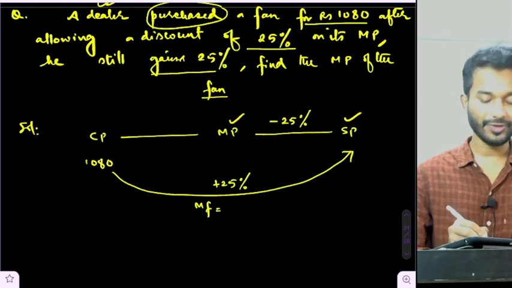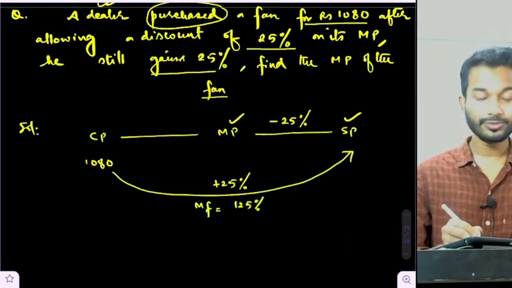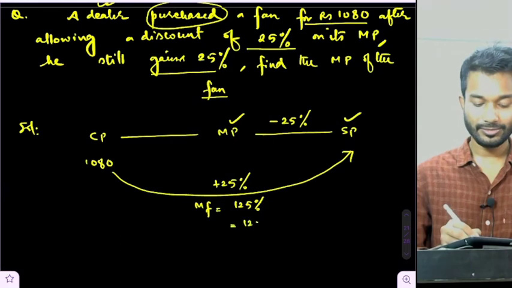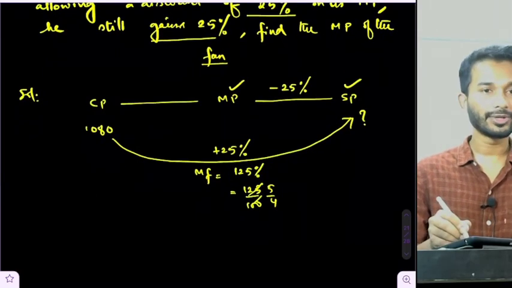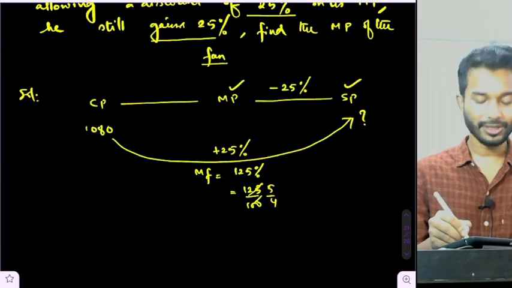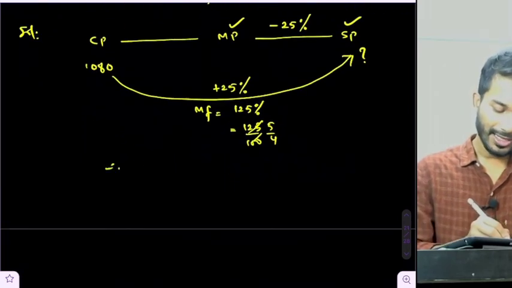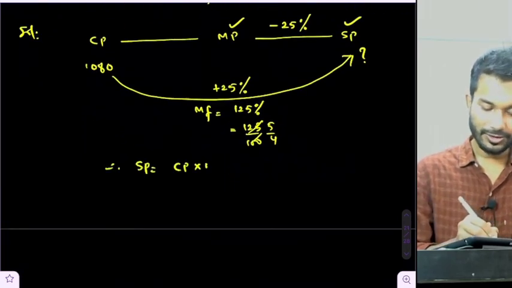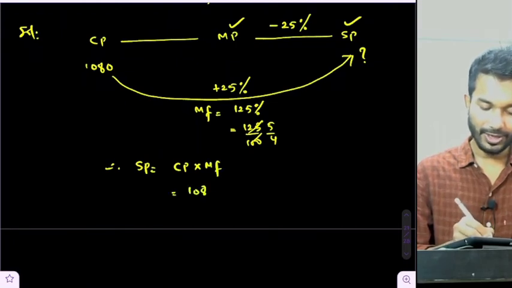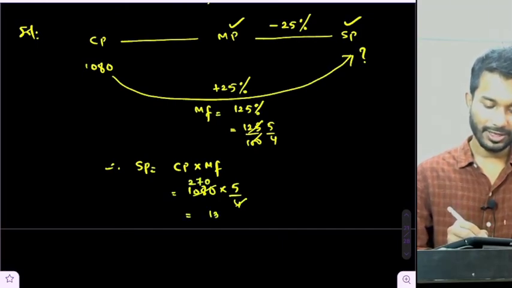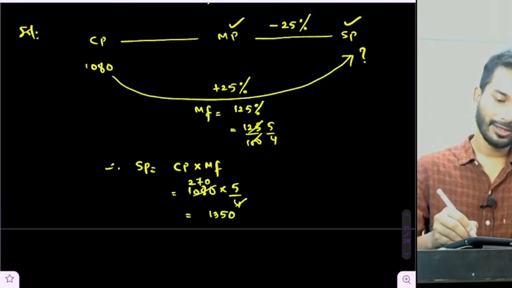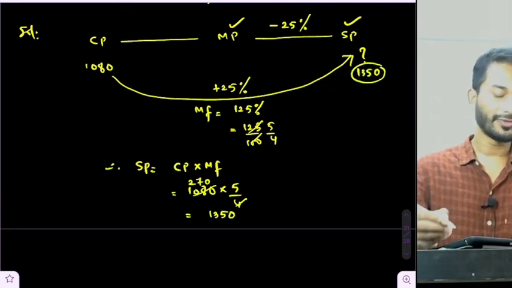So find out the multiplication factor. I told you to memorize it. 5 by 4 will be the answer. So 125 by 100, which will give us what? 5 by 4. From this information, I can easily find out the selling price. How? Because we have to go in the forward direction. So therefore, selling price will be our what? Cost price into multiplication factor. 1080 into 5 by 4, 270, 1350. 1350 we are getting. So selling price of the article is now 1350.